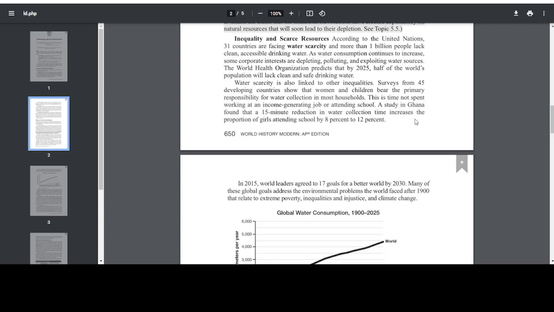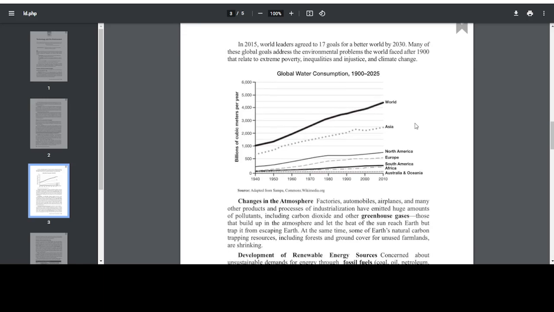Water scarcity is also linked to the other inequalities. Surveys from 45 developing countries show that women and children bear the primary responsibility for water collection in most households. This is time not spent working at an income-generating job or attending school. A study in Ghana found that a 15-minute reduction in water collection time increases the proportion of girls attending school by 8% to 12%.